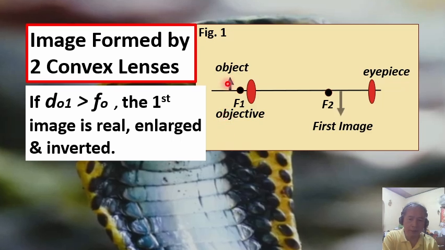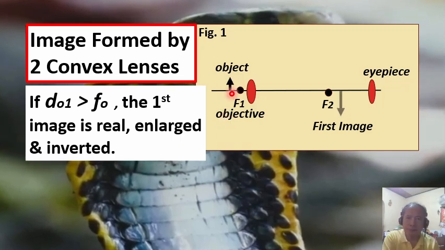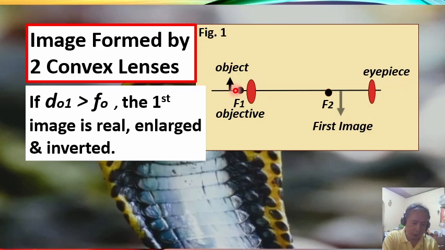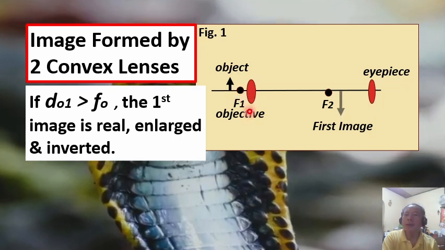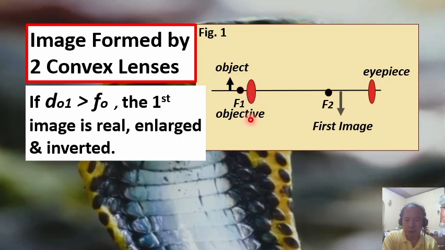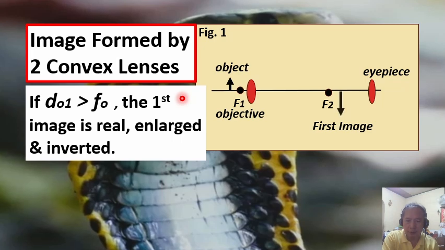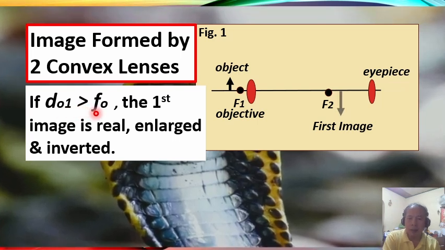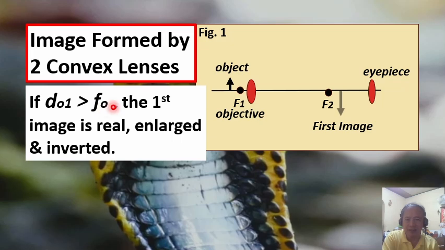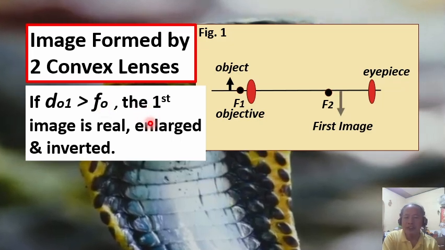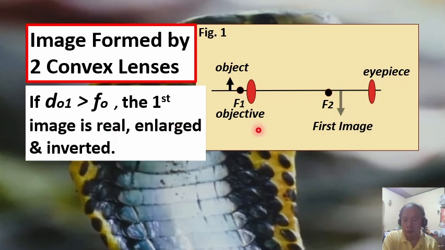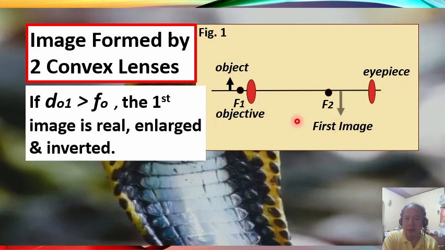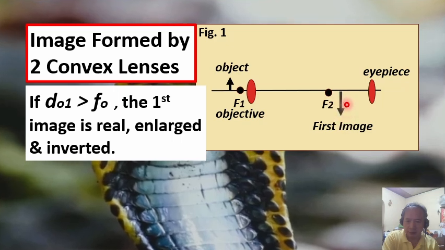If the original object or the specimen, all right, used in this microscope is located outside the focal point of the objective, capital F1, meaning the object distance, DO sub 1, is greater than the focal length of the objective lens, then the first image that is formed by the objective lens is considered real, right? It is enlarged and is inverted, right?